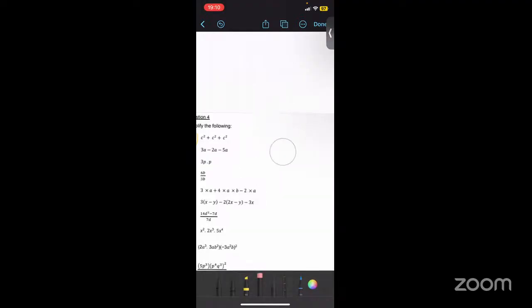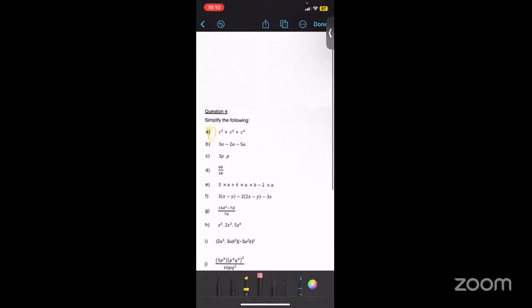Ma'am, I think it's going to be 3c to the power 2, because in front of every c there's an imaginary one. So you add that imaginary one, and it gives you 3. Then the c's still stay the same, as well as the exponents.